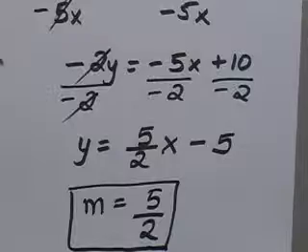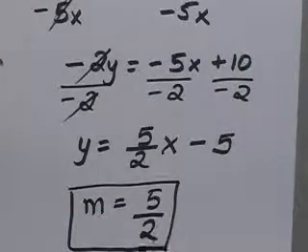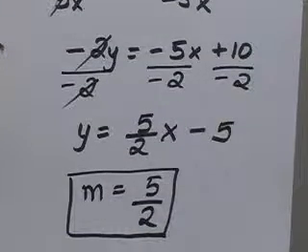If you would like, you can confirm your answers by finding 2 points on the line and using the slope formula to come up with the slope, and you should see the exact same answer.